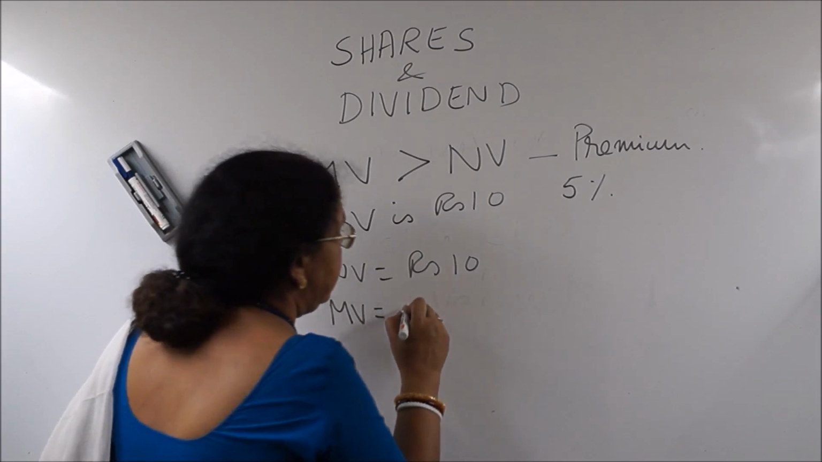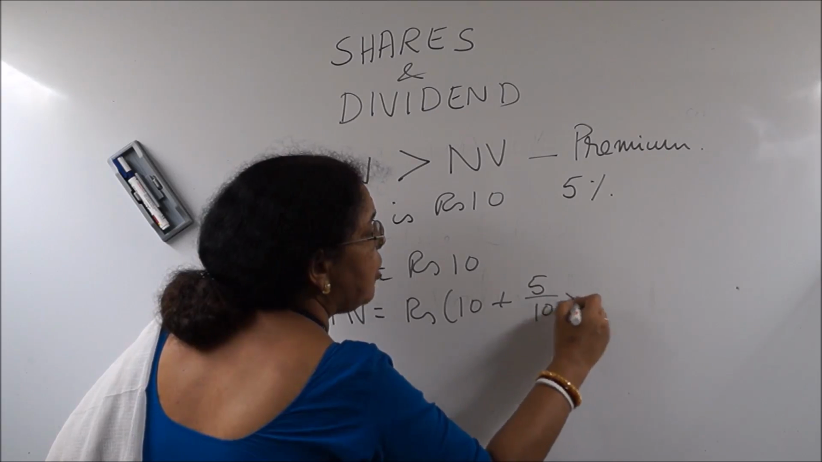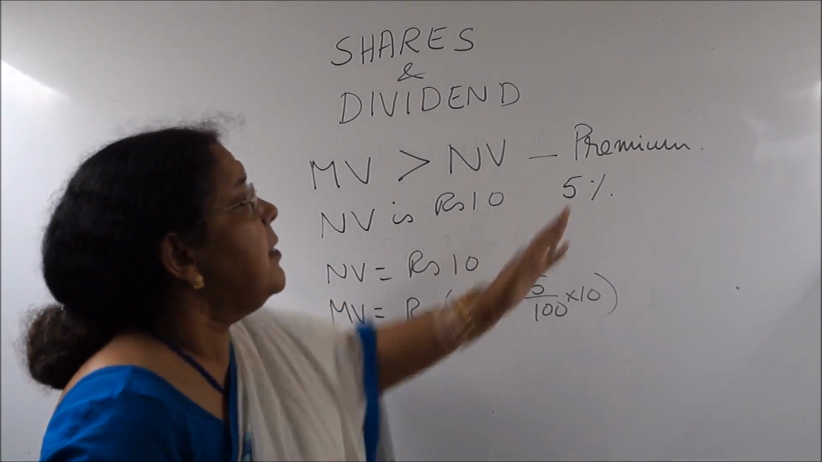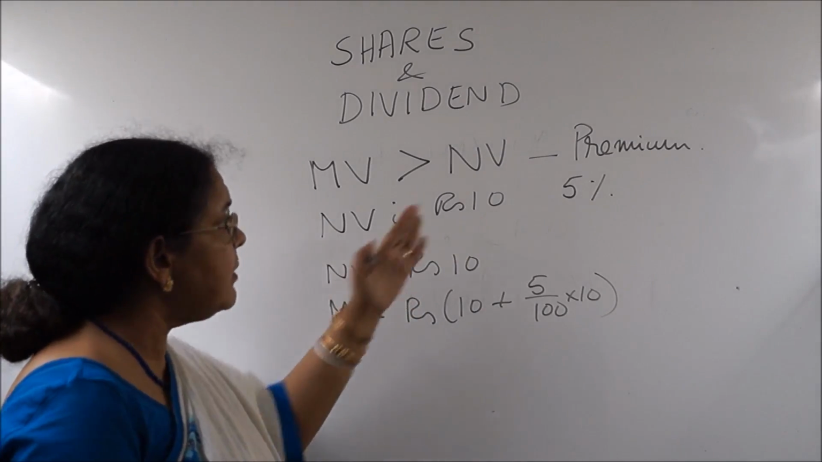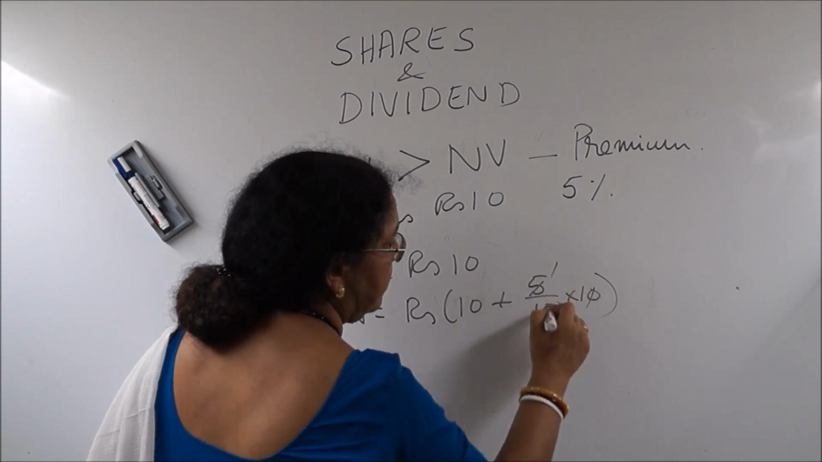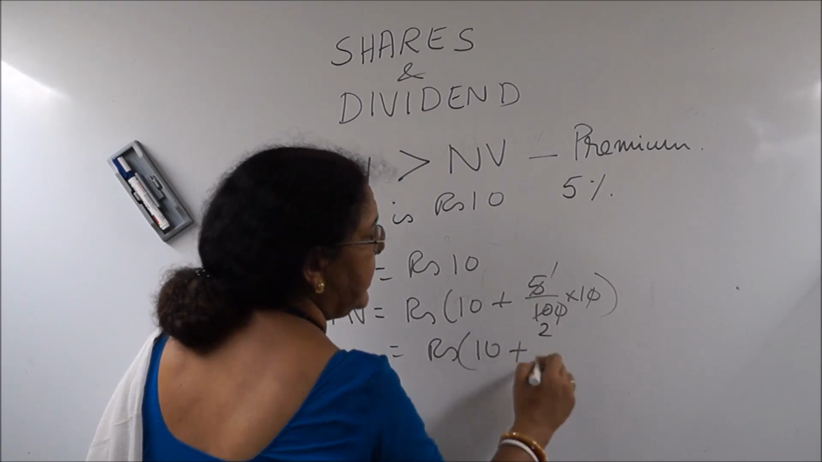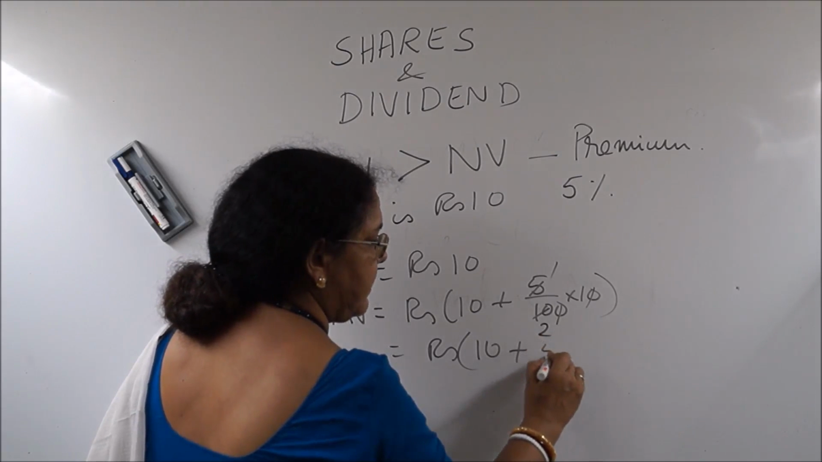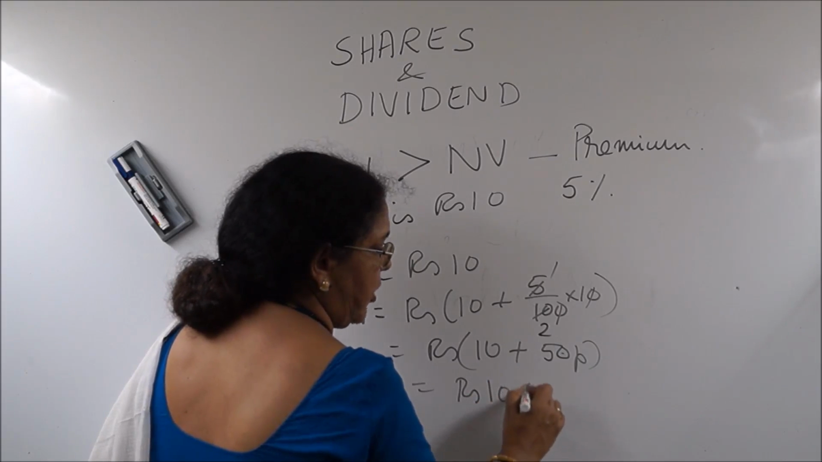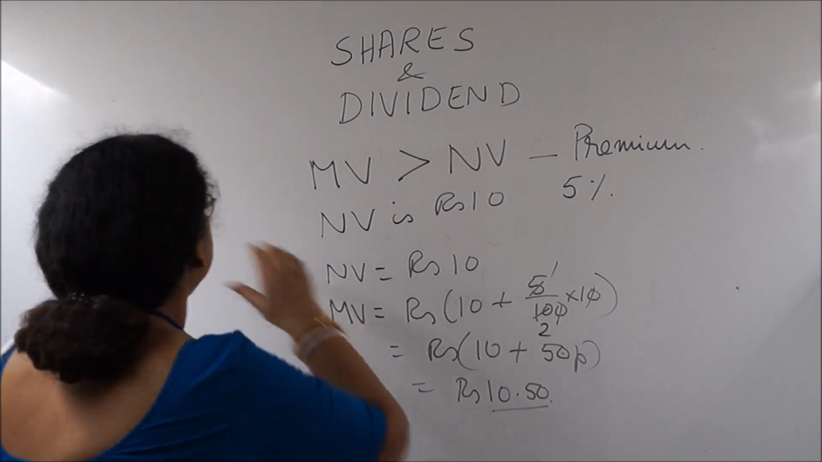Market value will be rupees 10 plus 5% of 10. Premium of 5% means they are sold at 5% extra. 5% of what? 5% of the nominal value. So this will be rupees 10 plus half a rupee, that is 50 paisa. So the market value will be rupees 10.50.